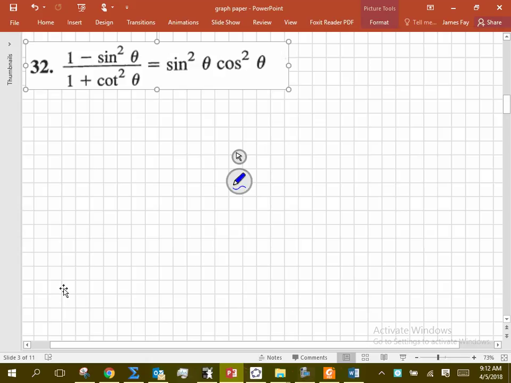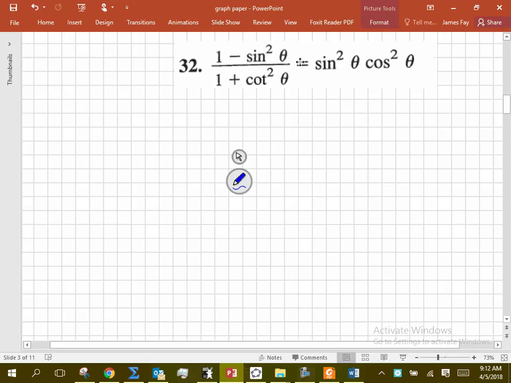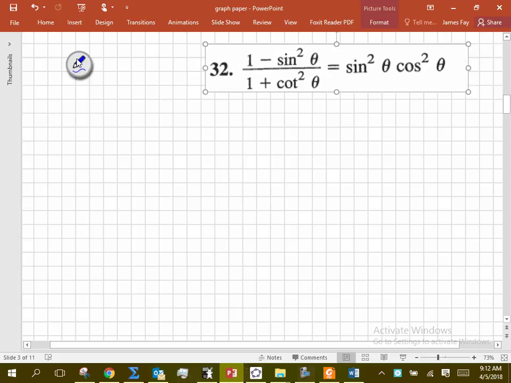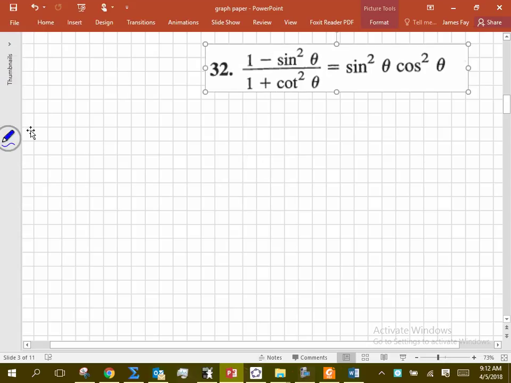All right, so when we prove this identity, which side do you think is the most difficult to look at, or which one's the most complicated side here? The left. Okay.